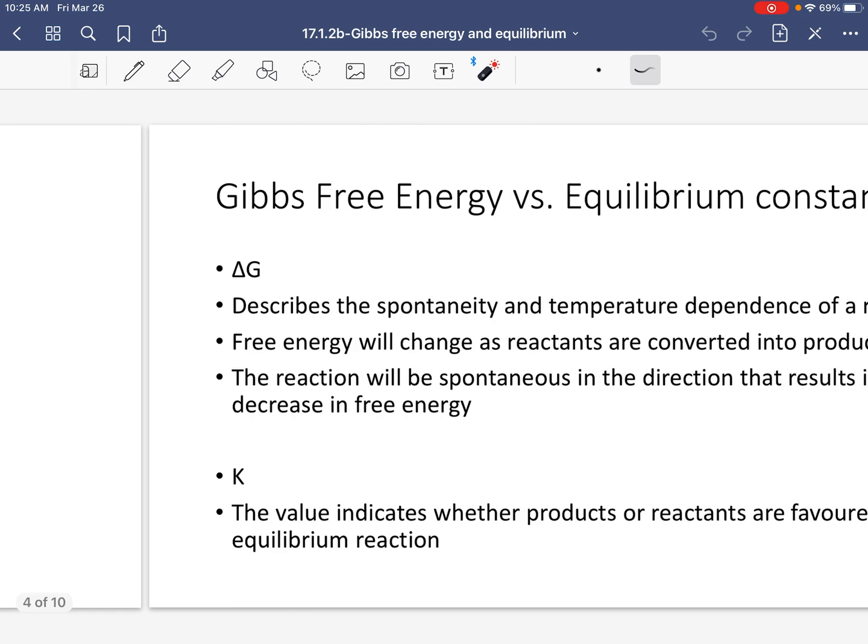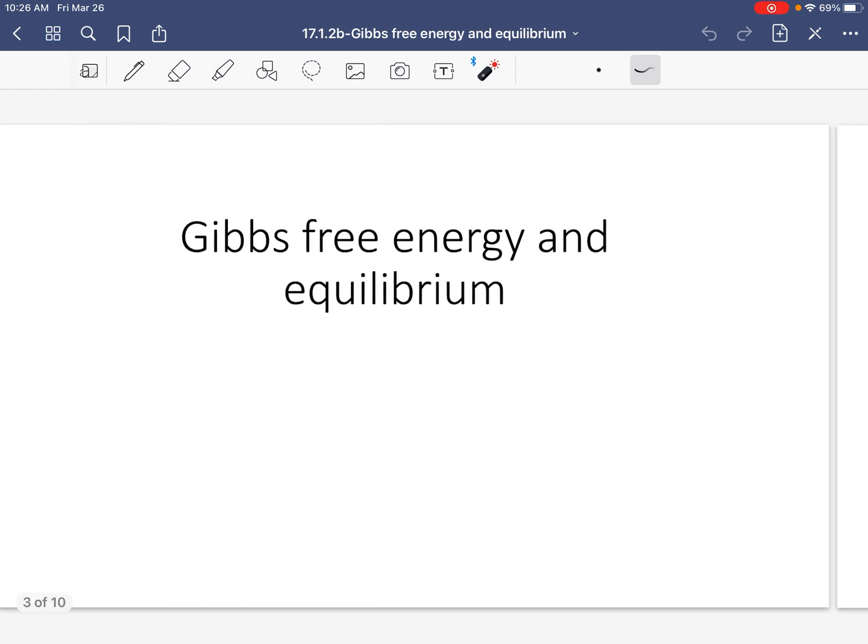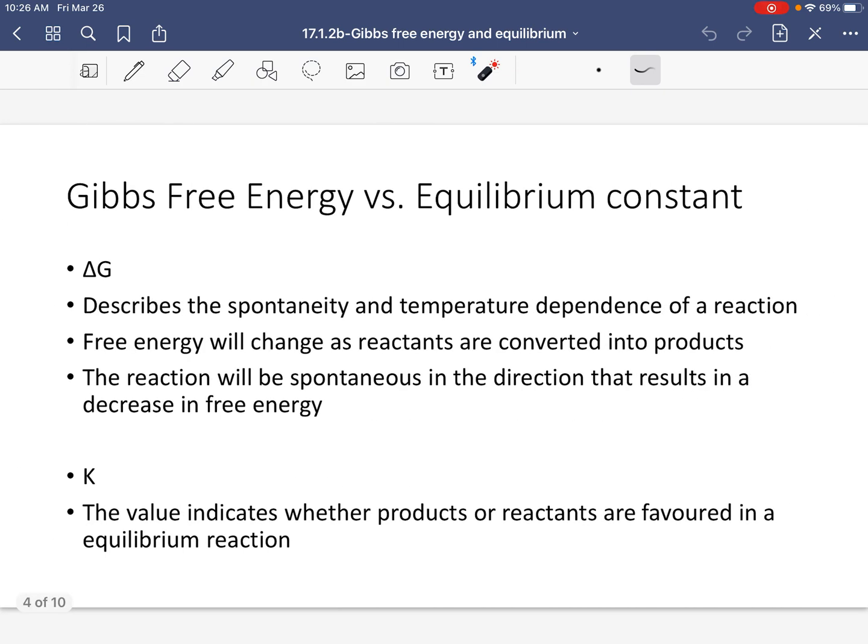So, let's talk about Gibbs free energy. I'm not sure why there were so many of the same page. That was weird. All right.